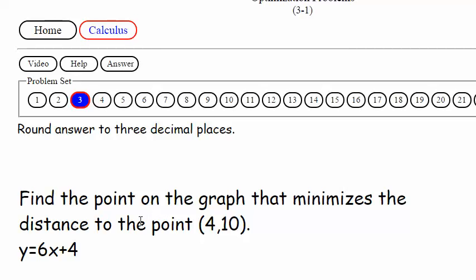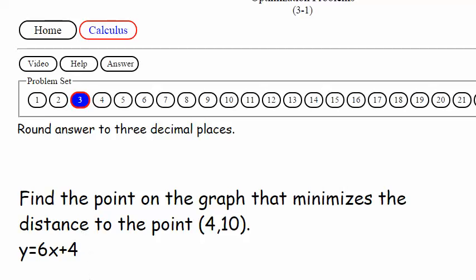Probably when you actually work this problem, we're going to end up having a graph down here, which I haven't programmed in, but you'll see a graph and then you'll see this point right here. So, find the point on the graph that minimizes the distance to the point (4, 10), and the graph is y equal to 6x plus 4. We're minimizing distance, so we're probably going to be using the distance formula, taking the derivative of it, and going from there.